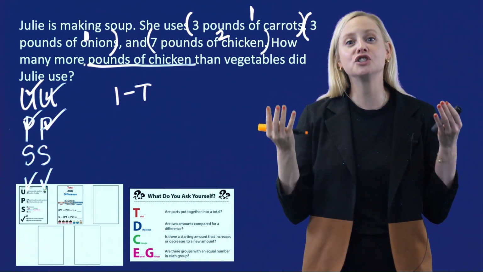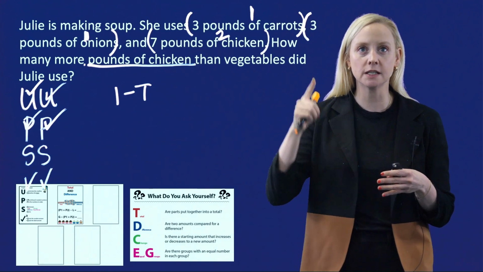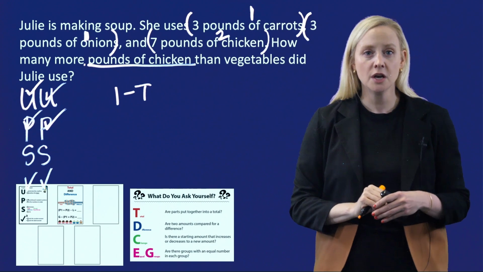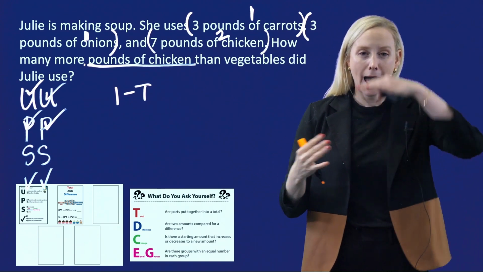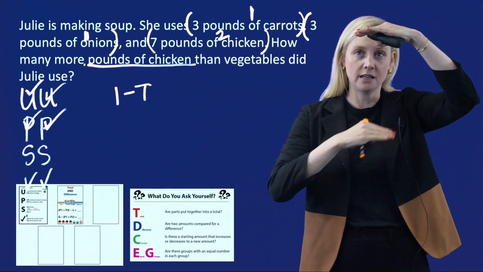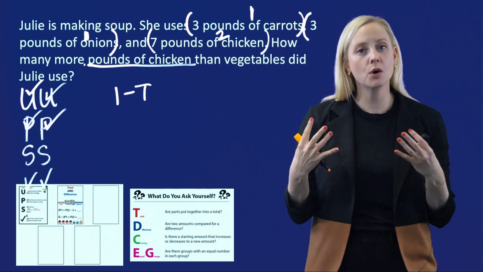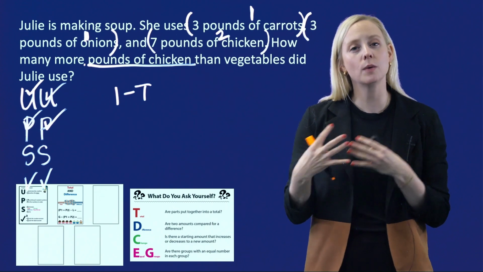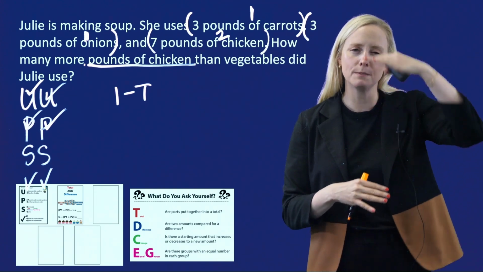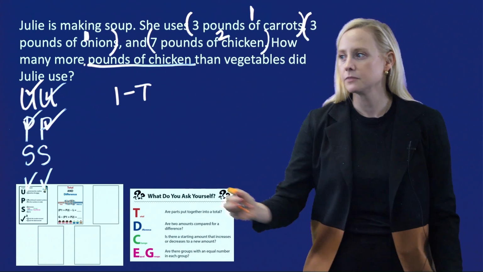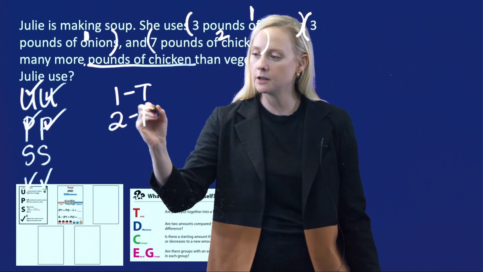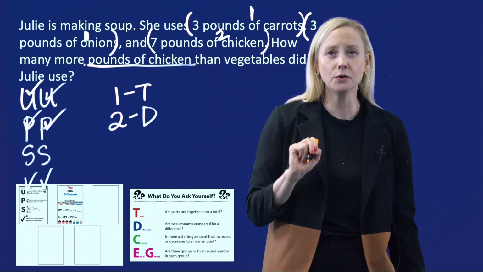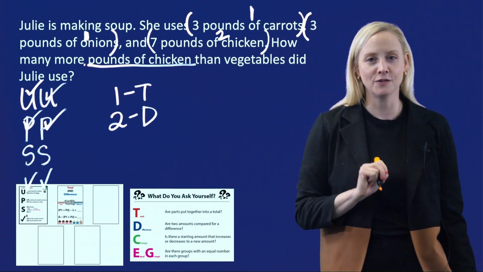After I find out the total number of pounds of vegetables, it says, how many more pounds of chicken than vegetables did Julie use? So now I know I'm comparing pounds of chicken to pounds of vegetables. More is one of our compare words, so sometimes we can use those words to think about, are we making a comparison? And here we're comparing chicken to vegetables. So when we're comparing, we know we have the difference schema. So here my first step involves the total schema. My second step involves the difference schema.